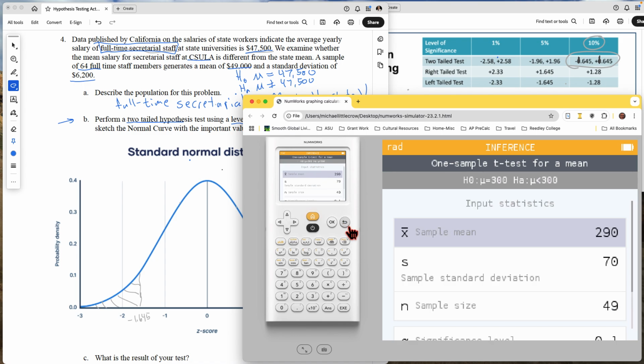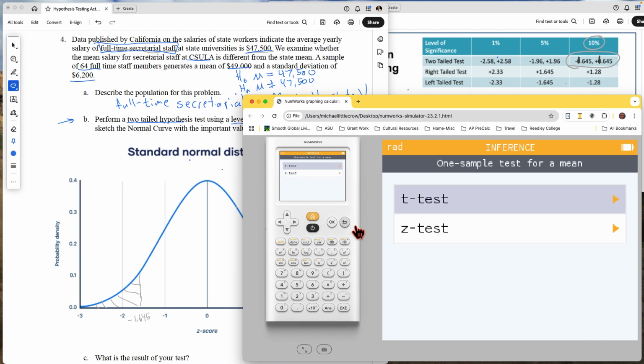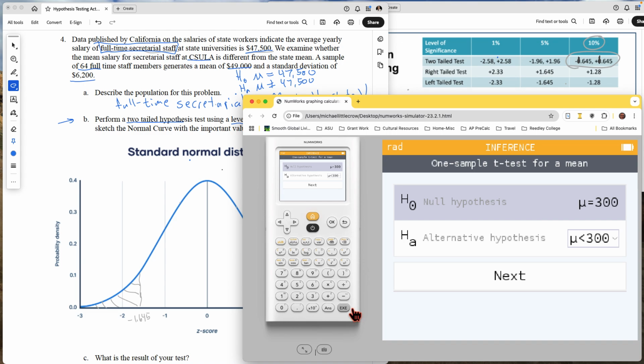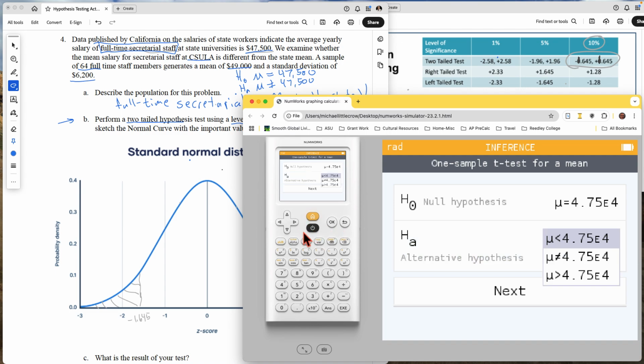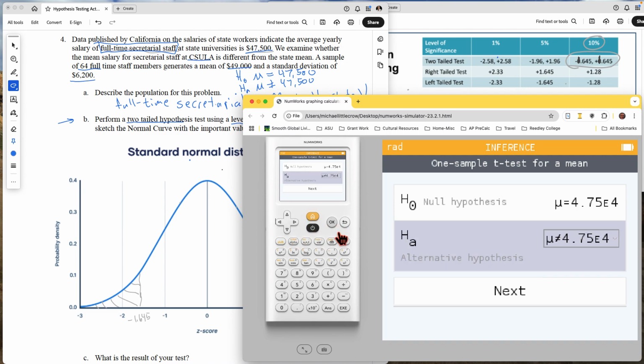Since the sample standard deviation is coming from the sample, we want to back up enough to make sure we're doing a t-test. Even though the sample is large enough that a z-test would be okay too, technically it's a t-test. What do we want to put here? This is where we put 47,500. Notice it gives us scientific notation, 10 to the fourth power, so move the decimal and it's 4.75. But that's okay. We just need this one to be the not equals.